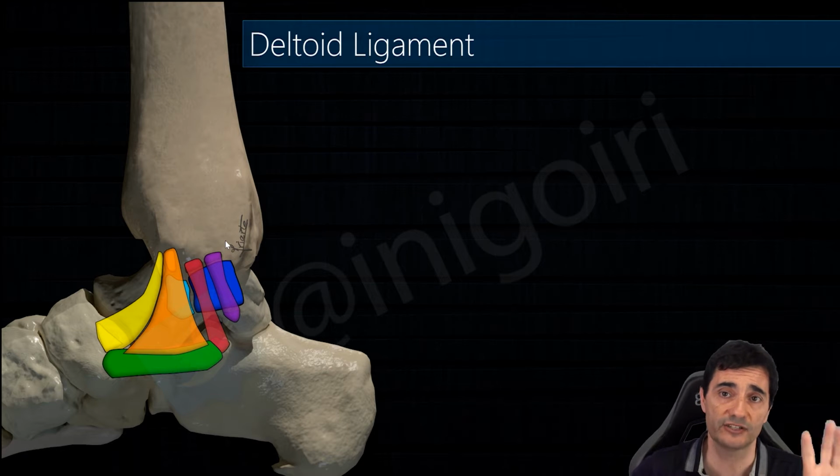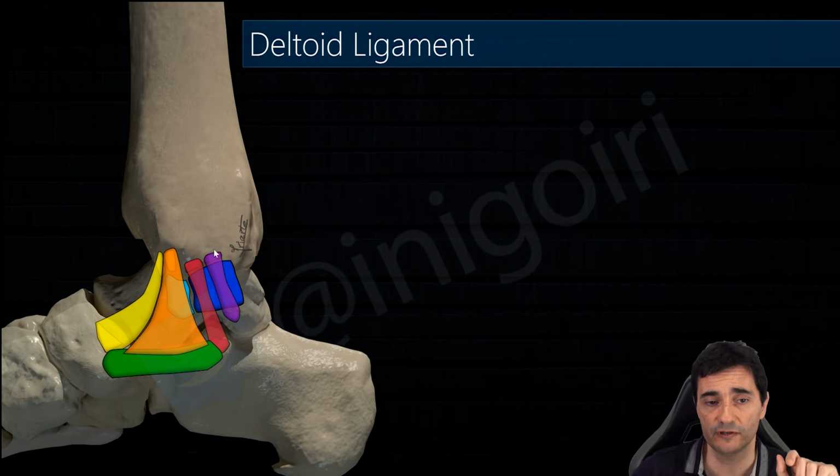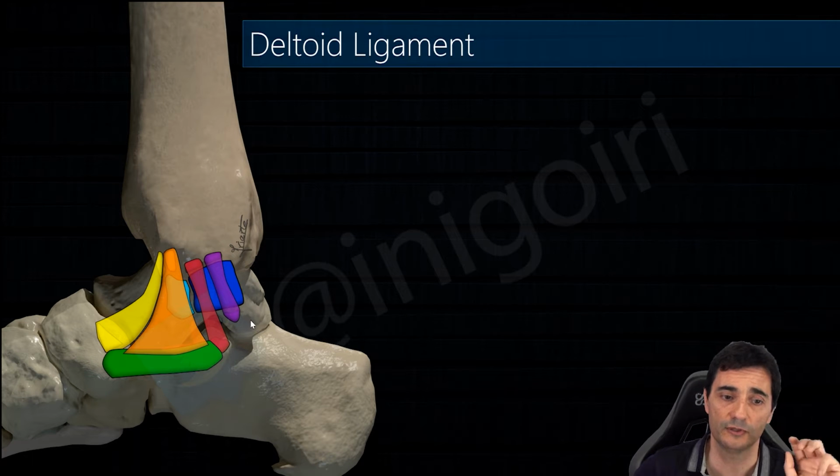And the superficial layer has four components. The most posterior is the superficial component of the posterior tibiotalar ligament. If we continue anteriorly, the tibiocalcaneal ligament, the tibiospring ligament, and the tibionavicular ligament. Remember that the spring ligament is a ligament which crosses from the sustentaculum tali to the navicular bone, and the tibiospring ligament inserts in the spring ligament. The spring ligament, also called the plantar calcaneonavicular ligament.